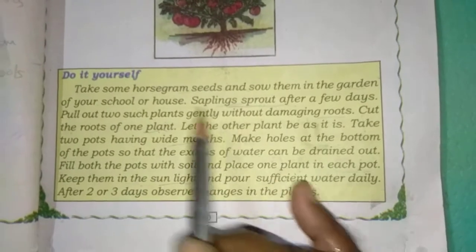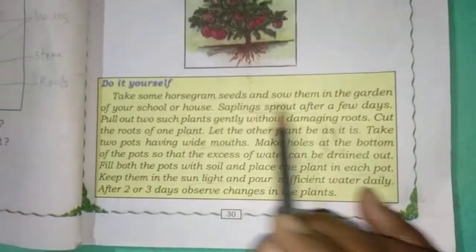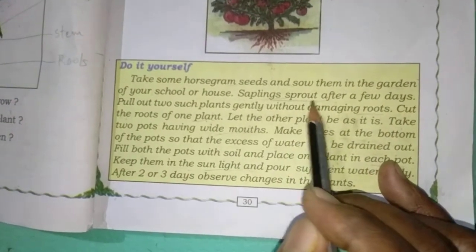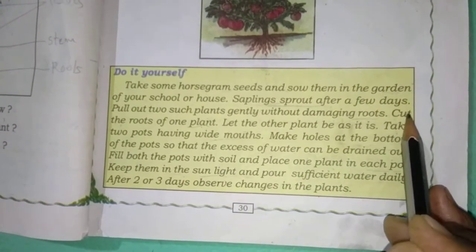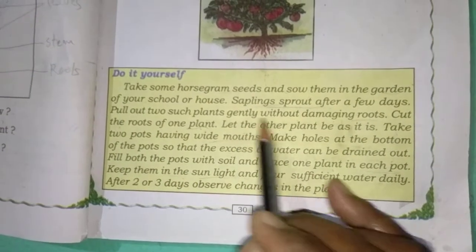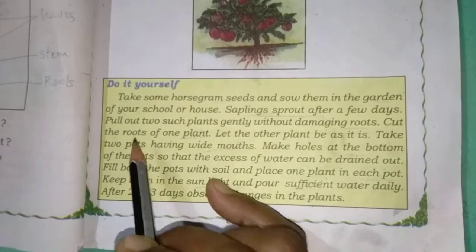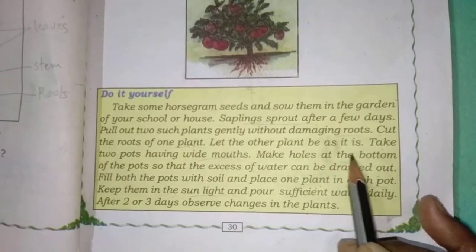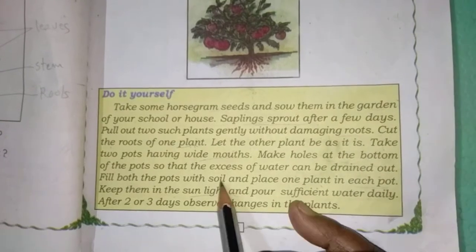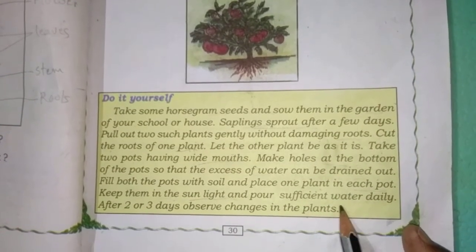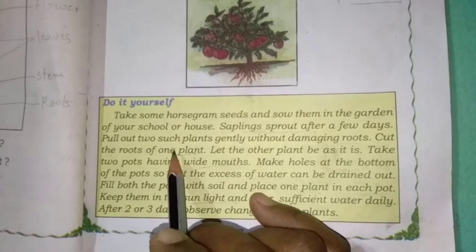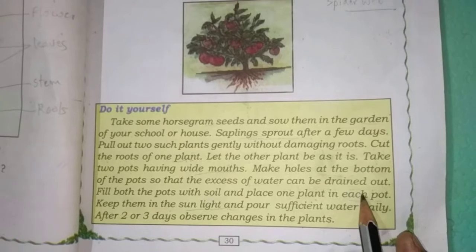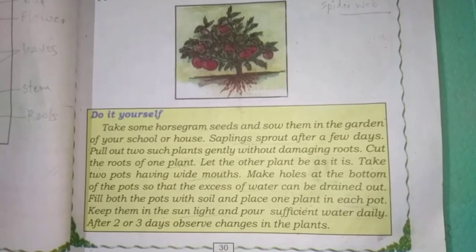And here one more small experiment. You have to take any type of seeds. You have to sow them in the garden or in your school or house, and saplings sprout after a few days. Pull out 2 such plants gently without damaging roots, and cut the root of one plant. It means you have to cut the root of one plant, and the other you have to keep as it is. Which plant will grow? When you cut the root, that plant cannot grow. The plant you keep as it is will start to grow.